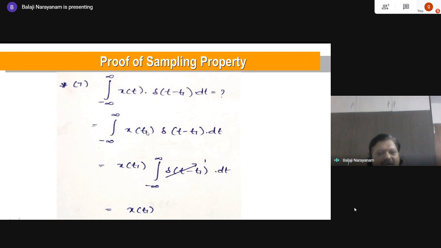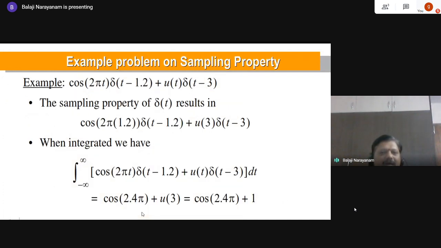So you can bring this x of t1 outside the integral, and you observe x of t1 times the integral from minus infinity to infinity of delta of t minus t1, which is equal to unity, by the property of your impulse function. As a result, we obtain x of t1. That is a simple proof that we can show for the sampling property.